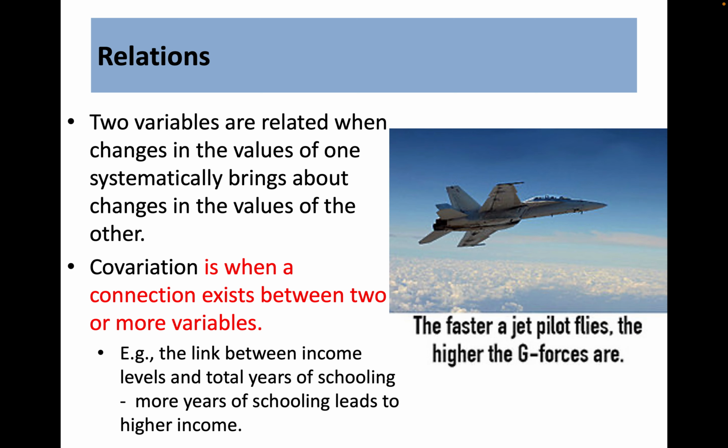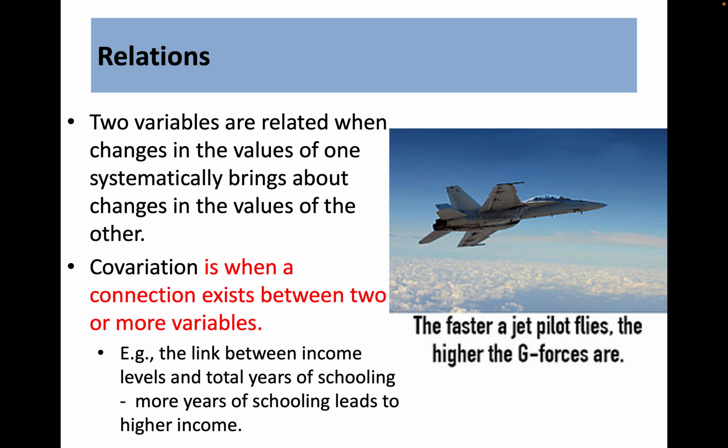Two variables are related when changes in the values of one systematically bring about changes in the values of the other. Covariation is when a connection exists between two or more variables. For example, the link between income levels and total years of schooling. More years of schooling leads to higher income. The faster a jet pilot flies, the higher the g-forces are.